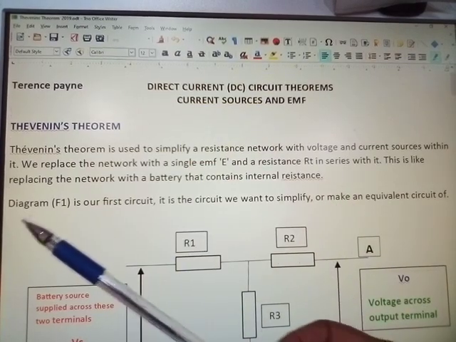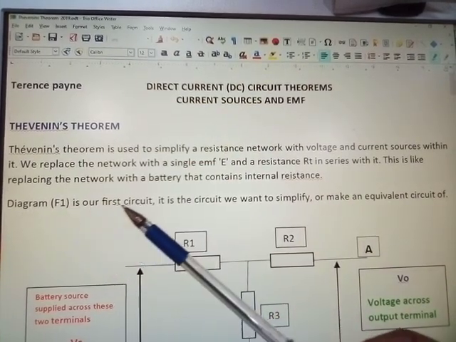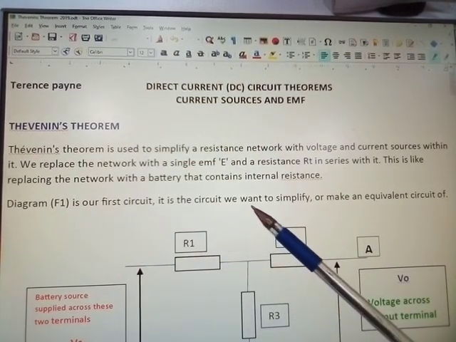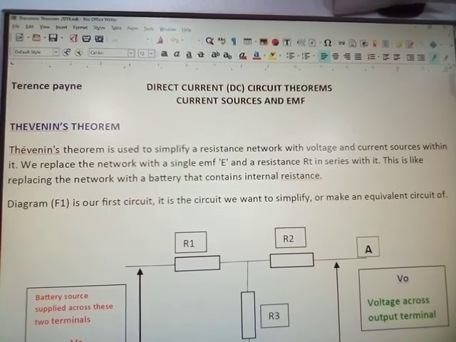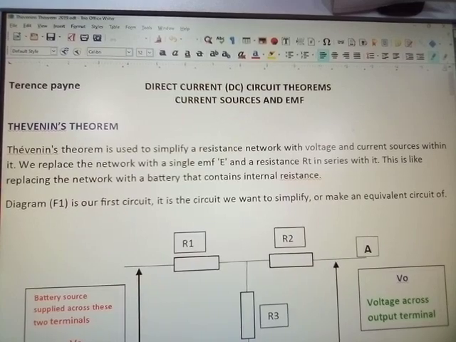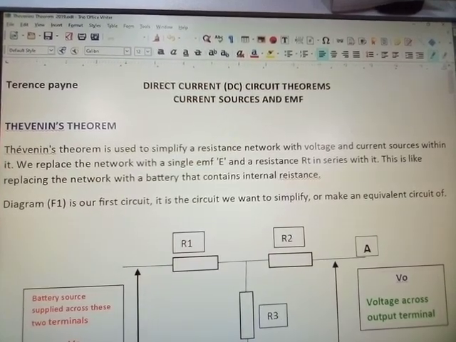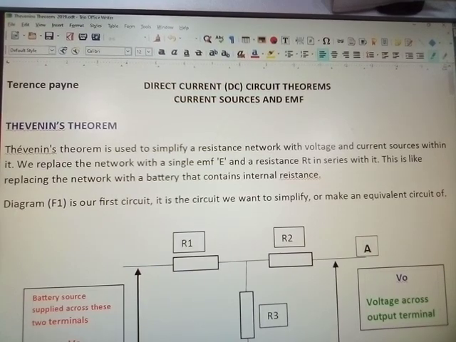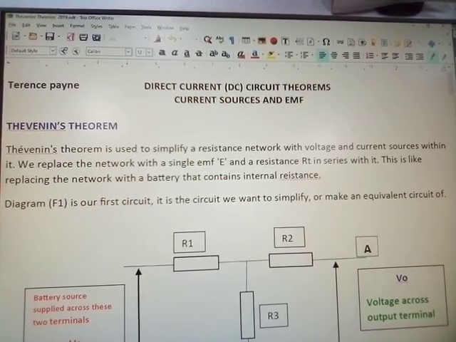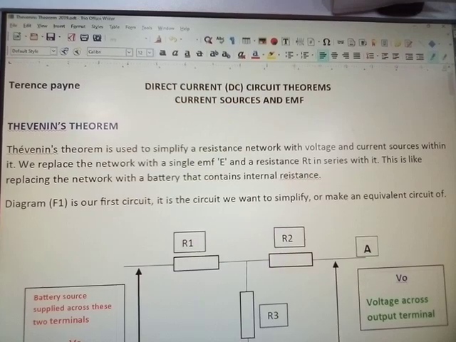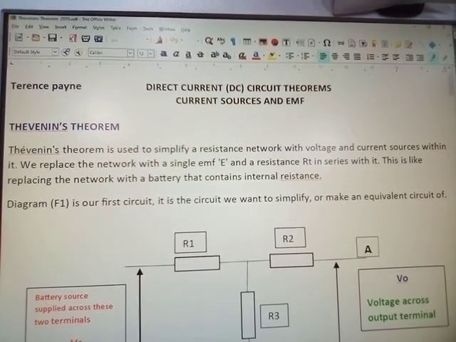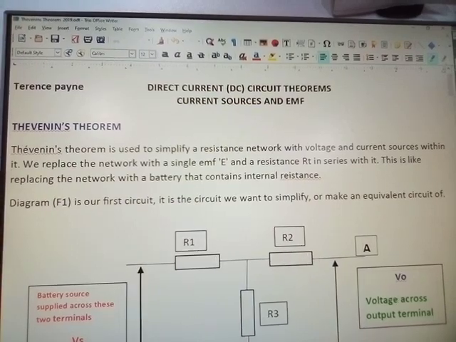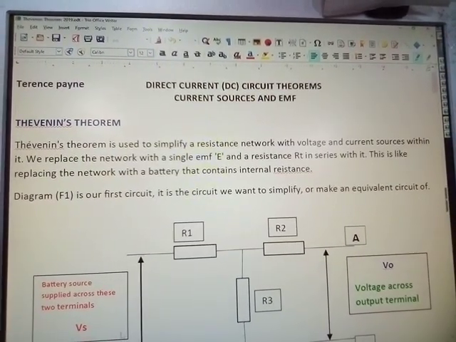Now, diagram F1 is our first circuit. It is the circuit we want to simplify or make an equivalent circuit. You need to draw these out for yourselves. You must draw the diagram out so you get a conceptual, pictorial representation in your own mind. Do not just think you can do it from the screen. It will not work. Okay? Just pull back a little bit just to make sure we can get everything in.